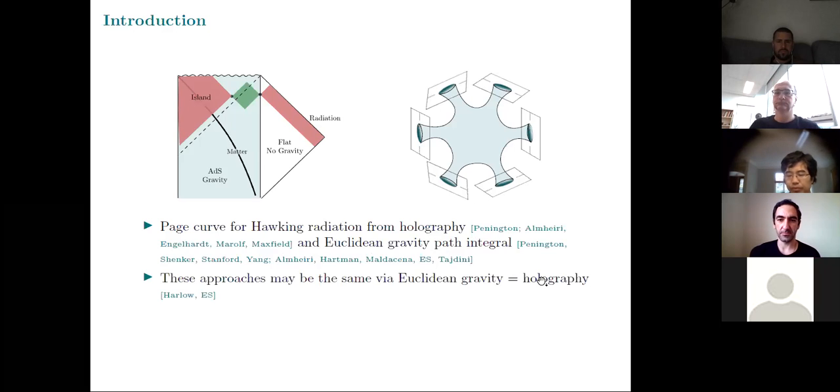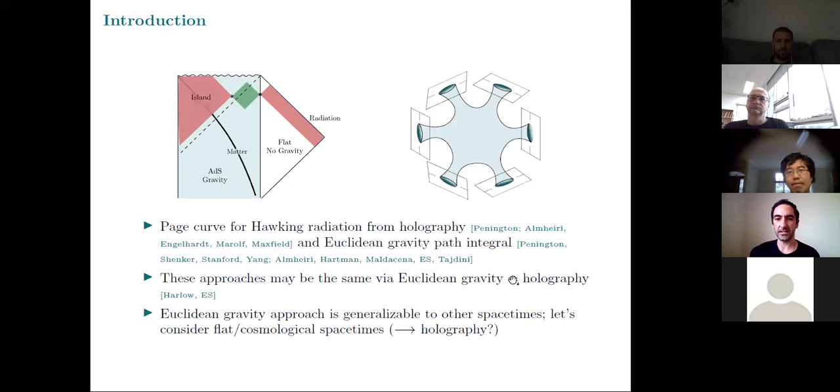Now, as Daniel talked about in his talk, for those that were there, these approaches in some deep sense may actually be the same approach if you believe the conjecture that Euclidean gravity gives correct answers in holographic systems. But in any event, what I want to talk about today is taking the Euclidean gravity perspective that we've used in very many different spacetimes, cosmological spacetimes, etc. So maybe we can think about more general spacetimes than AdS spacetimes, which is what these papers were focused on.